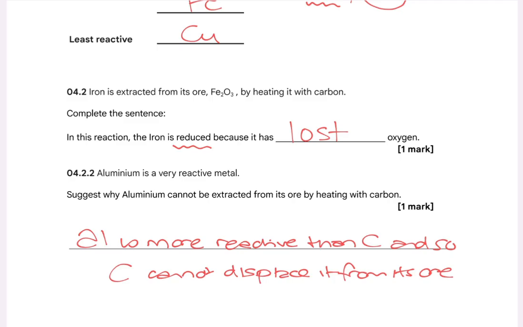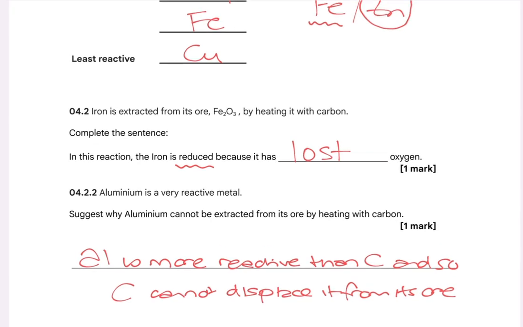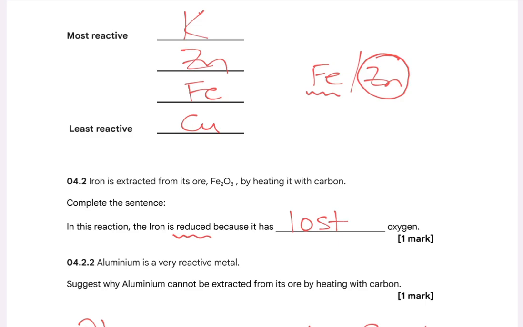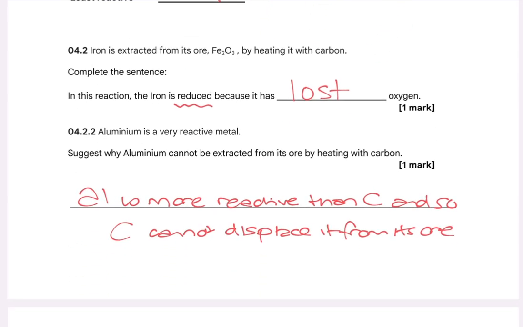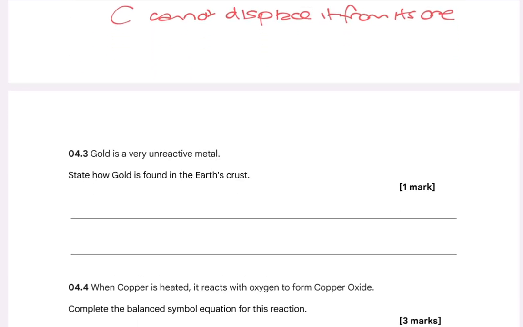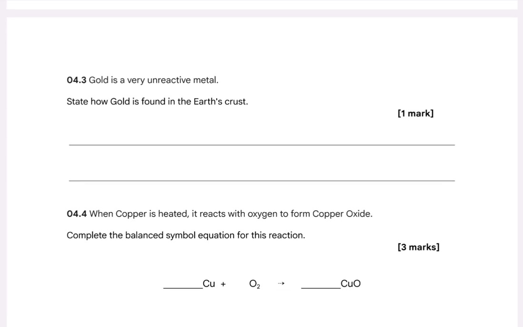So the metal extraction is all about the reactivity series. The metals on the top are able to kick out metals which are lower than them in the reactivity series. So as we move further down, this takes us to gold at the bottom of the reactivity series, where gold is a very unreactive metal. And how do we know this? Because when we find gold in the Earth's crust, the gold is found pure. It's found as the pure metal.